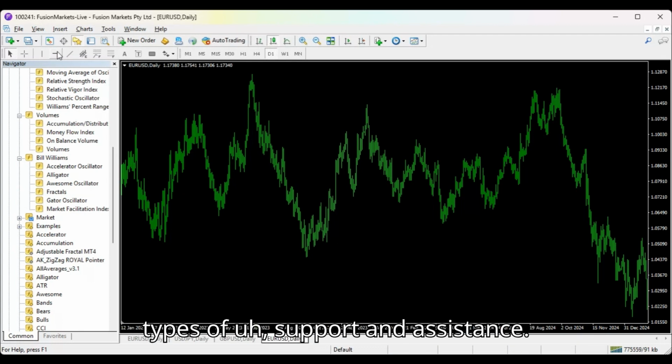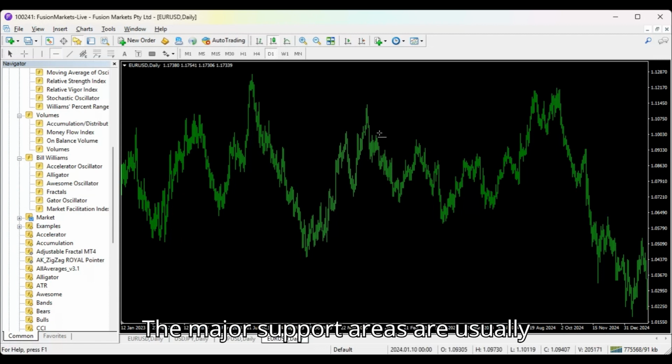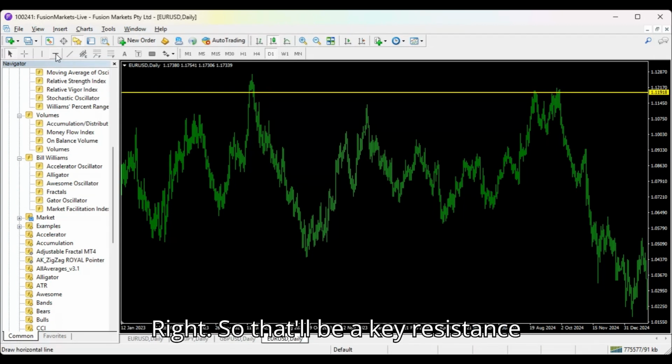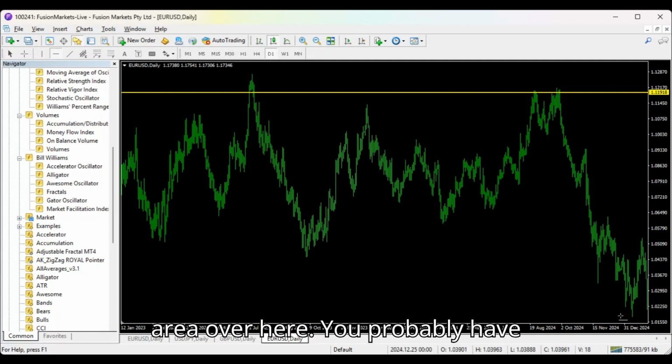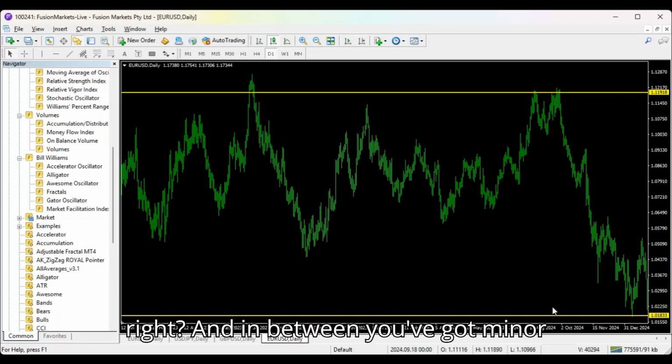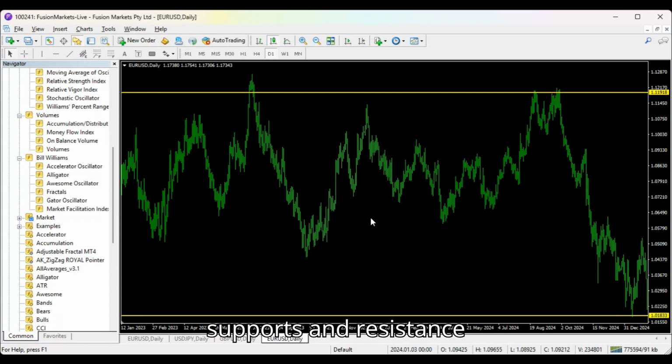There are two types of support and resistance. The major support areas are usually found on some of the highest peaks in the charts, right? So that'll be a key resistance area. Over here, you'll probably have a key support area, right? And in between, you've got minor support and resistance. Now, what is really important to know is that prices tend to bounce around support and resistance areas, okay?